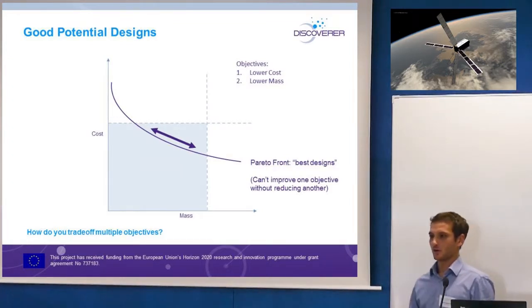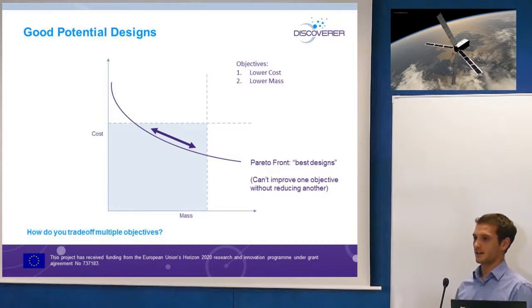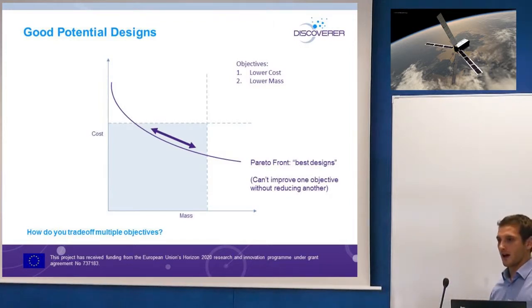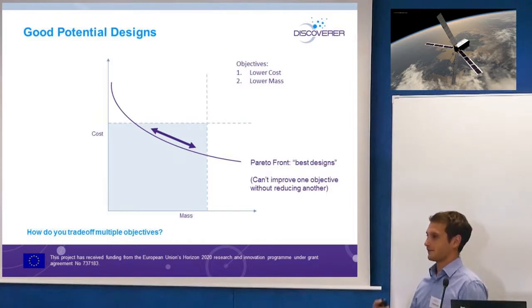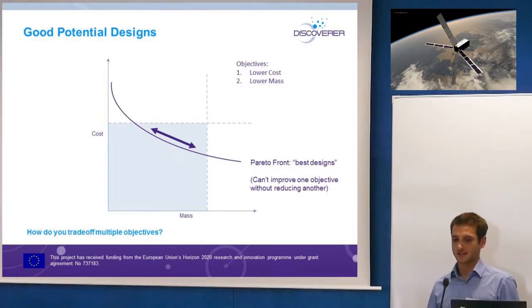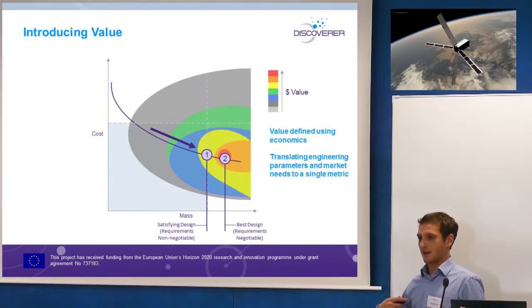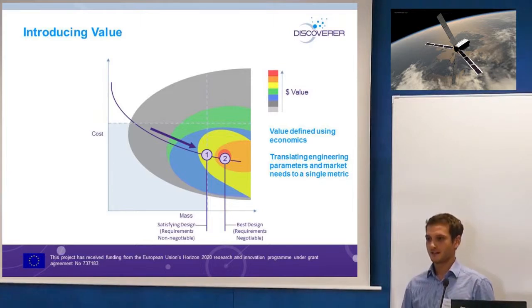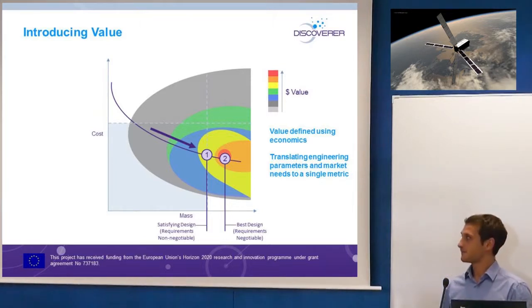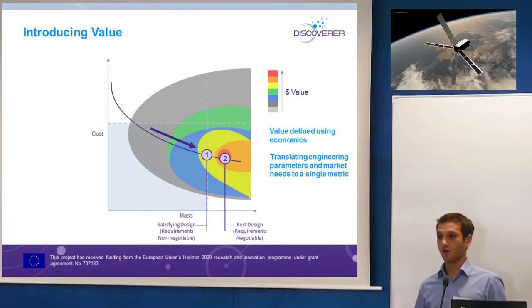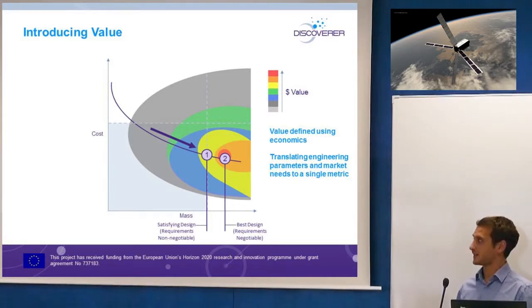But how do we then choose any one design amongst these if we have to trade off cost against mass? So a proposal in this way for reducing these two objectives to a single objective is to introduce value. Okay? So can we define value purely using the economics of the system? Can we translate what the market wants and what all of the stakeholders, or our primary stakeholders, are interested in to a single objective of value?